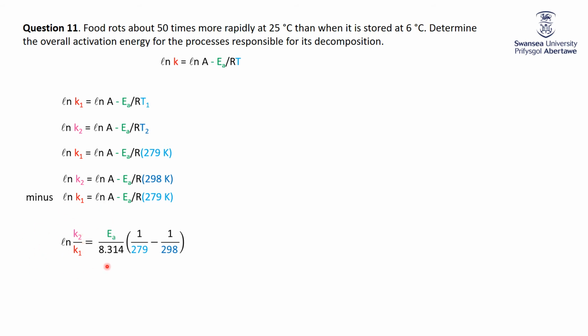Well, let's go up to what the question was. The rate at 25, so that's the rate at 298, which is k2, is 50 times faster than the rate at 6, which is the rate at 279, which is k1. So what it's telling us is k2 is 50 times bigger than k1. Okay, k2 over k1 is 50. That's the ratio, 50 times more rapidly at 25 degrees Celsius, k2, than at 6 degrees Celsius, k1. So now we can pop that in. Log of k2 over k1 is 50. EA is 142,324 joules. Usually express it in kilojoules per mole.